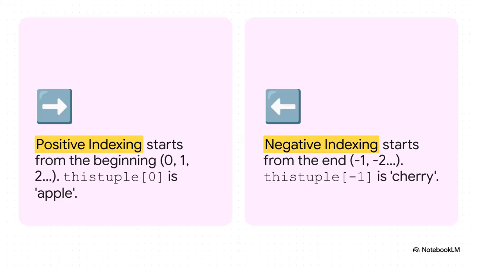But what if you need the last item, especially in a super long tuple? Counting all the way from the beginning would be a pain, right? Well, Python has this brilliant shortcut called negative indexing. You just start counting from the end. So the very last item is always -1. The one before that, -2. It is such a clever and efficient way to work from the back.